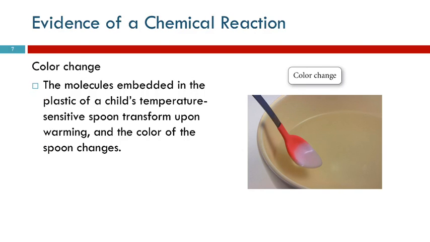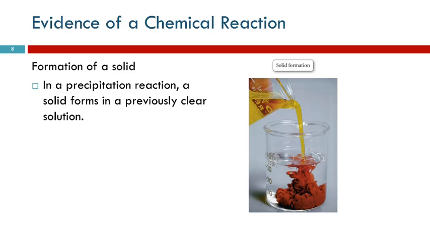So there are some things that we can detect with our five senses to indicate that a chemical reaction may have occurred. Color change. Here's an example of a children's spoon. When you put this spoon that's coated with this plastic coating into water that's too warm for the baby's mouth, the color will change, indicating that you shouldn't feed your baby that food yet because it's too hot. That's a chemical change that occurs within the molecules coloring that plastic coating. So a color change can indicate a chemical reaction.